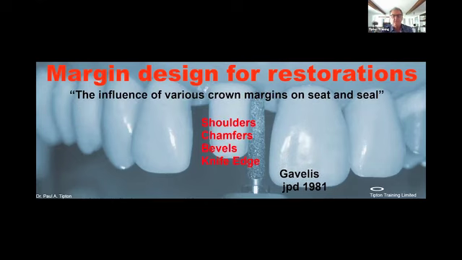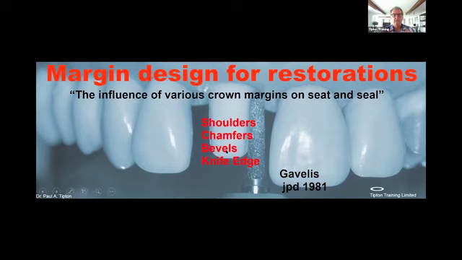So Gavalis looked at all of these different restorations and these preparation designs, these finish lines, and the effect that they had on seat and seal. And as we mentioned, shoulders, they're good horizontals, so they seat very, very well. They don't seal. Chamfers, okay, two sorts of chamfer. Heavy chamfer seats well, doesn't seal. Light chamfer seals well, doesn't seat well.